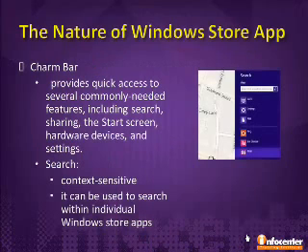Charm bar. Charm bar is a bar which is displayed on the right hand side of the screen in Windows 8, and it provides quick access to several commonly needed features such as search, sharing, start screen, hardware devices, and settings. These features are context sensitive. For example, you can configure the search box to be used in your application.